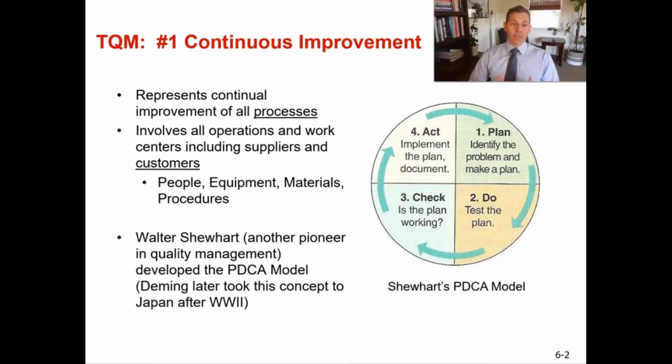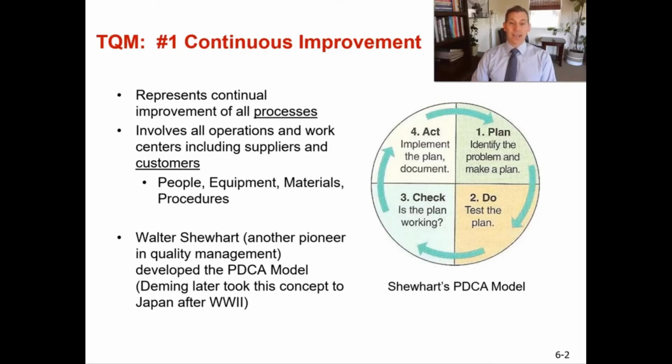It involves all the operations and work centers surrounding suppliers and customers, and you focus on people, equipment, materials, and procedures. So you're looking at everything that has a process surrounding it and how you can improve those operations. For continuous improvement, you can use Shewhart's PDCA model, Plan, Do, Check, Act, or you can use Deming's Plan, Do, Study, Act. They're both pretty much the same thing.